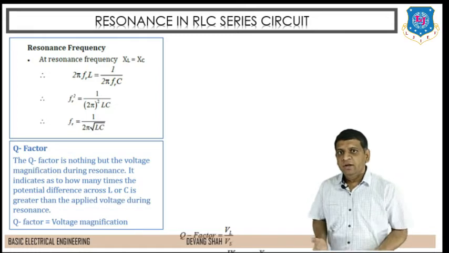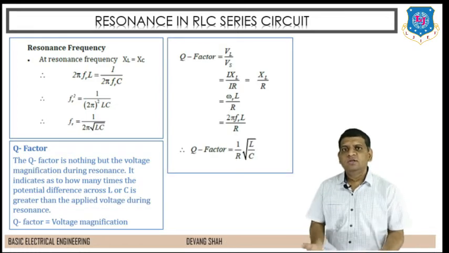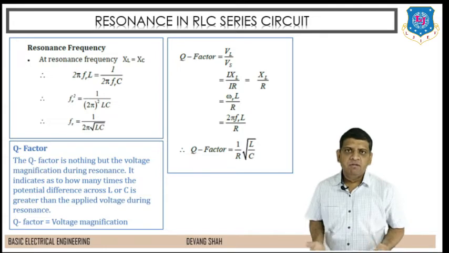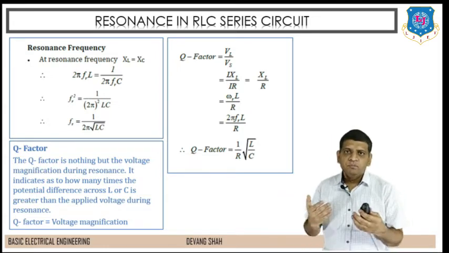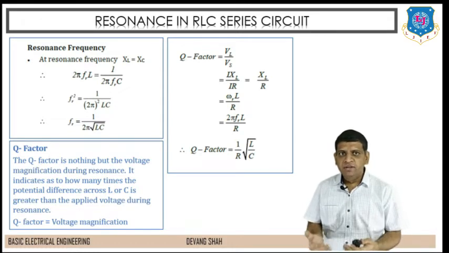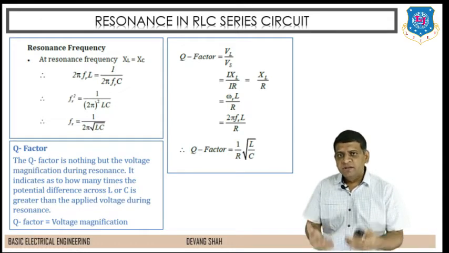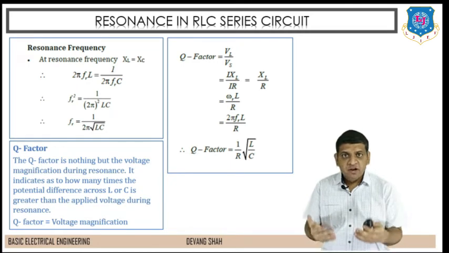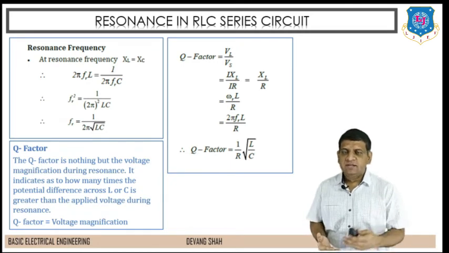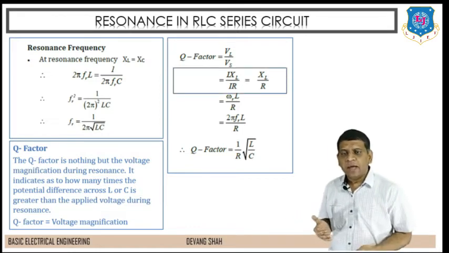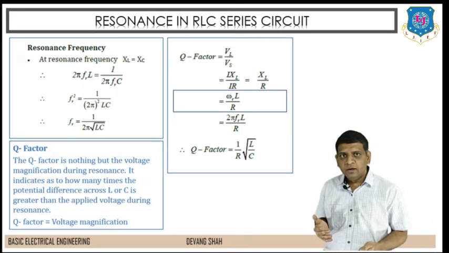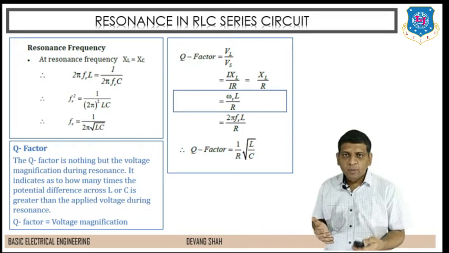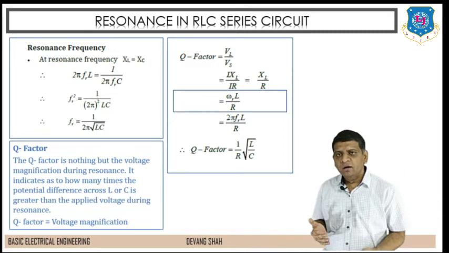So here we define the Q factor. Q factor is equal to VL divided by Vs, or you can also write Vc divided by Vs. From this, if you provide the equation of VL and Vs, like VL is equal to I into XL and Vs is equal to I into R, that is equal to XL divided by R. Where you put XL is equal to omega R into L divided by R, where omega R is equal to 2 pi Fr, right?